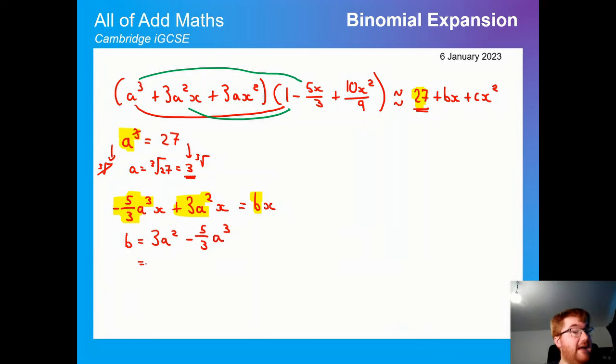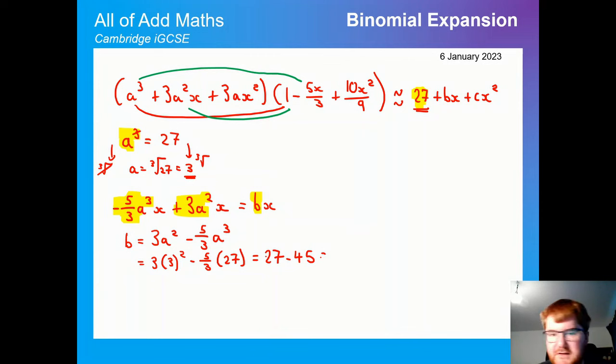And remember, we already worked out a from the previous question. A is 3, so we get 3 lots of 3 squared minus 5 over 3. We know a cubed is 27, so we can pop that in. Again, you can use your calculator at this point. I don't like calculators, so it's fine. I'm just going to work this out. So we get 27. Here we're going to get minus 45. 27 divided by 3 is 9. 9 times 5 is 45. And if we do 27 minus 45, we'll then get the answer of minus 18. So we've got our value for b.